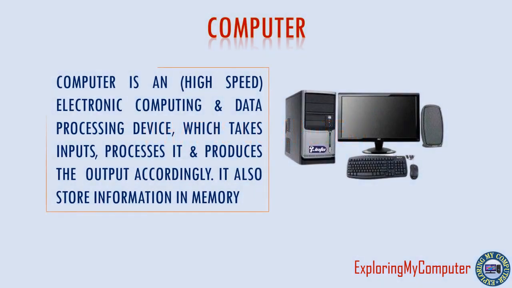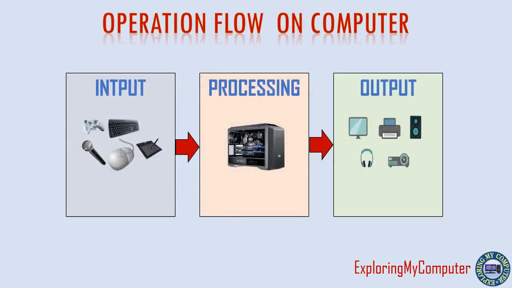A computer is a high-speed electronic computing and data processing device, which takes inputs, processes them and produces the output accordingly. It also stores information in memory. This diagram shows the basic operation flow on a computer. That is input, processing and output.